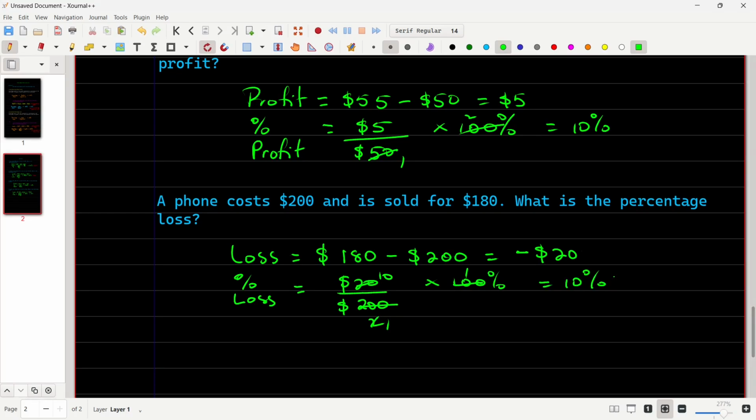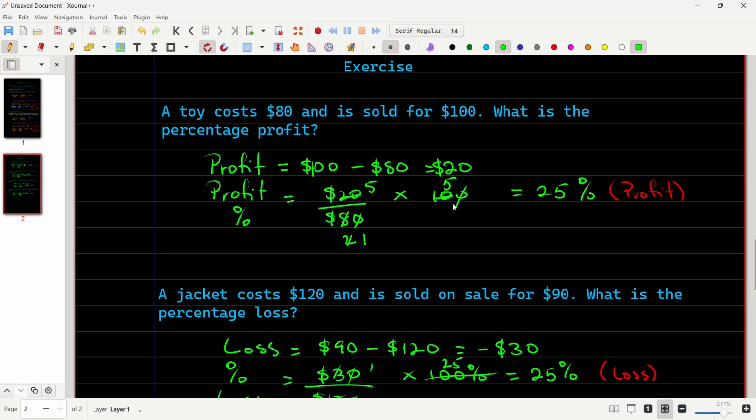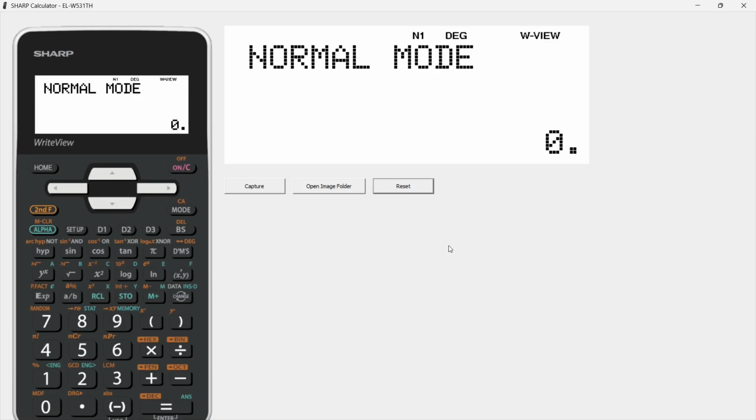All right, now I want to show you how you can do this on your calculator. One minute. So here's the calculator. I reset it to normal mode, and I'm going to show you how to calculate everything that we just did on your calculator really quickly.